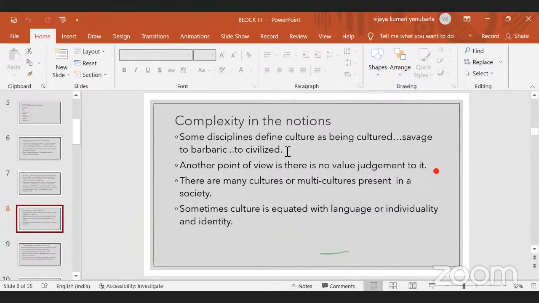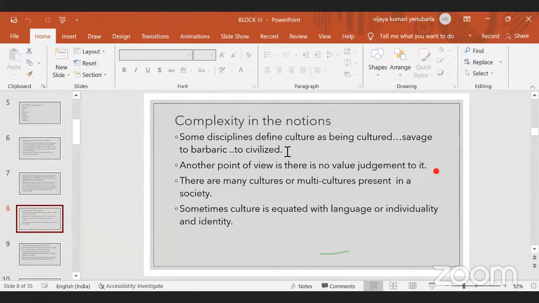If tribes have their own culture, the urban people have their own culture. You cannot degrade anything. Both are the same. Both exist. Both of them have their own importance, and they add their essence to our historical perspective. Another point of view is that there is no value judgment to it. That means, as we just talked about, you cannot give a value judgment.